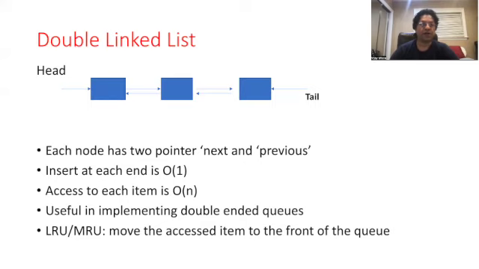Likewise, we have the double linked list. A double linked list has two pointers, the next pointer and the previous pointer. So you can not only move forward, you can come back to the previous nodes also. In a double linked list, we maintain the head and the tail, so the start of the linked list and the end of the linked list. So it is very useful in implementing deque kind of data structures.